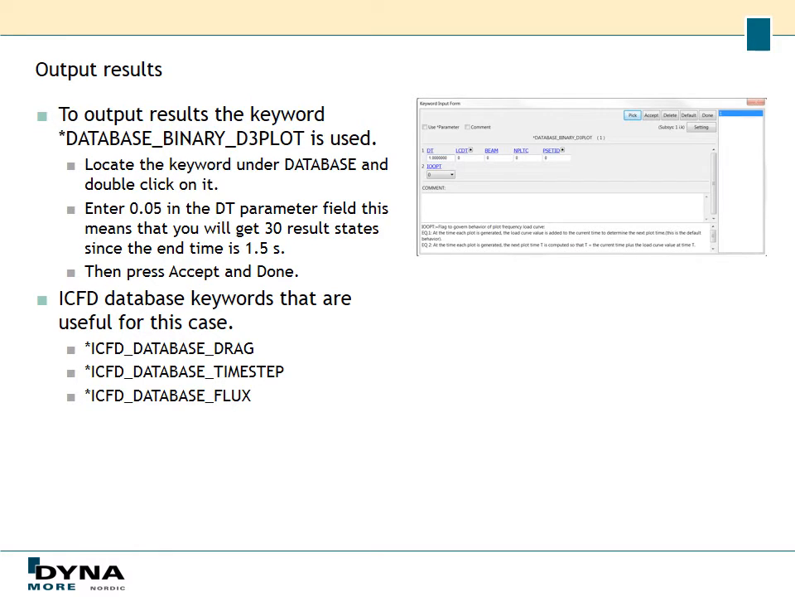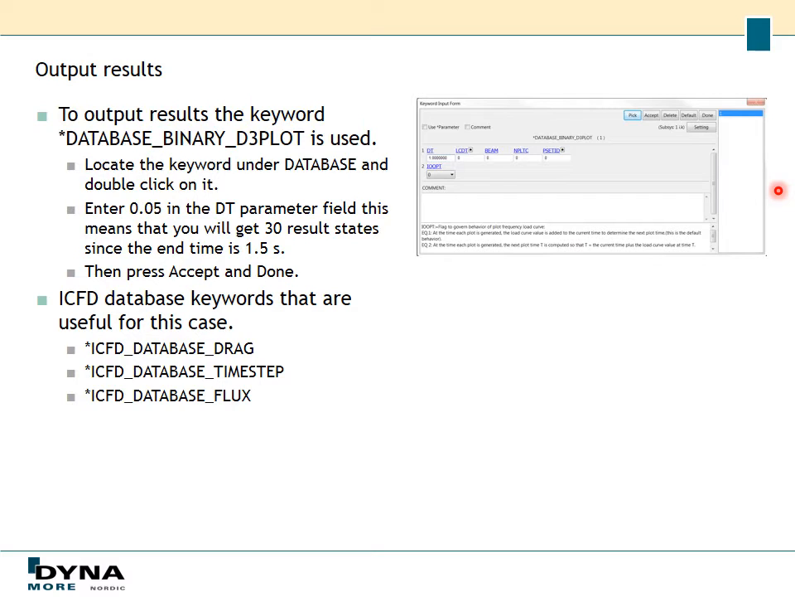To control the output level of the d3plot files, database binary d3plot is used. And locate it and open it and change the dt parameter to 0.05 to get 30 result states during this simulation. Then press accept and done.